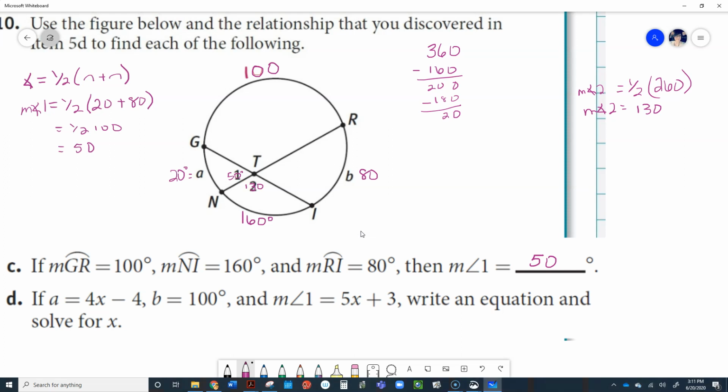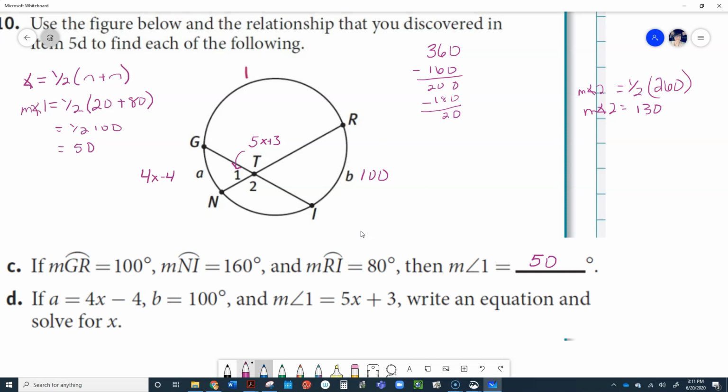Okay, so now in this one, we have A, and let me clean this up a little bit. We have A is 4x minus 4. B is 100. And the measure of angle 1 right here is 5x plus 3. Okay, so it says write an equation and then solve it for x.